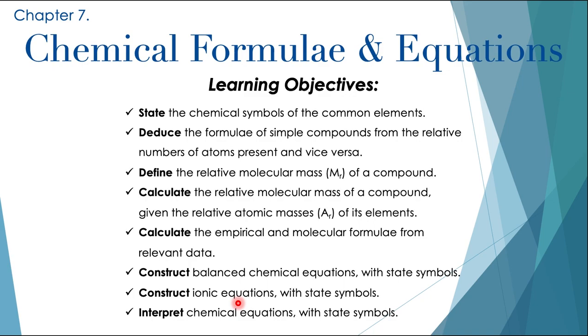So in this chapter, we should be able to state the chemical symbols of the common elements, deduce the formulae of simple compounds from the relative numbers of atoms present and vice versa, define the relative molecular mass of a compound, and learn to calculate the relative molecular mass of a compound given the relative atomic masses of its elements.